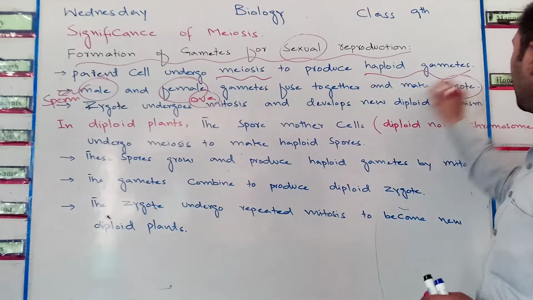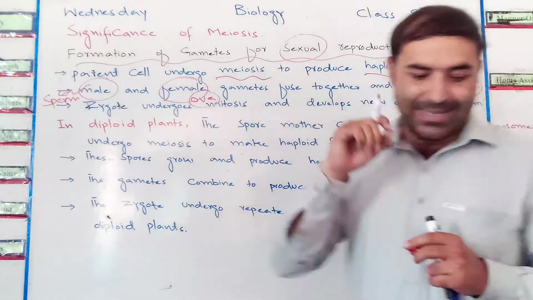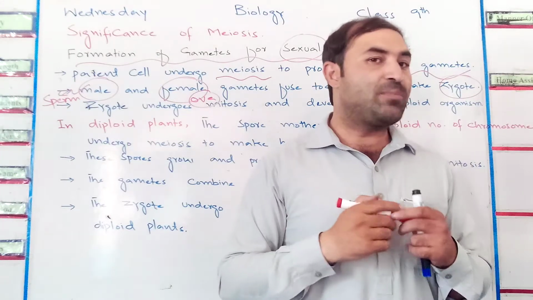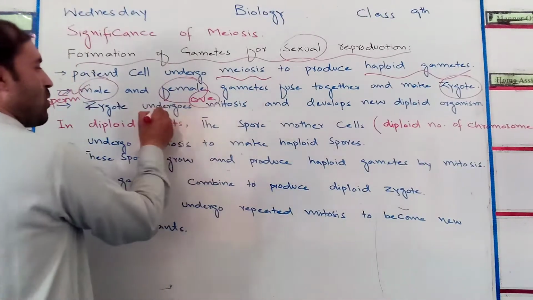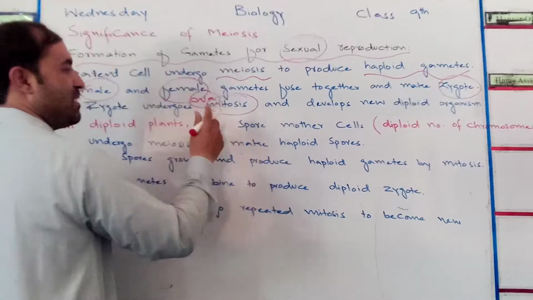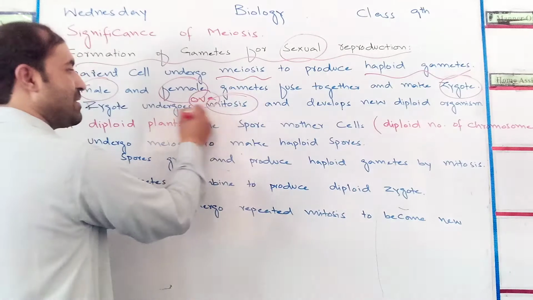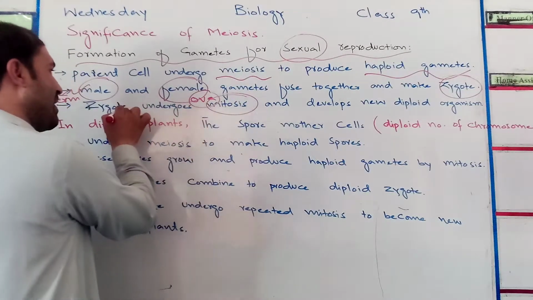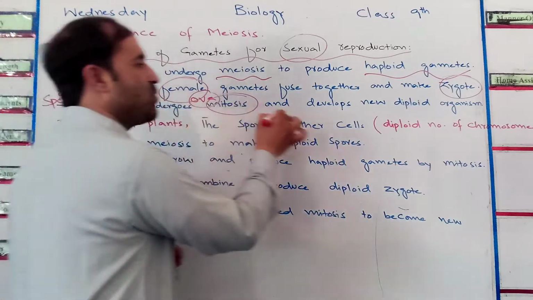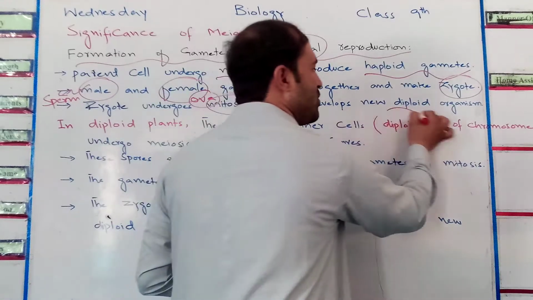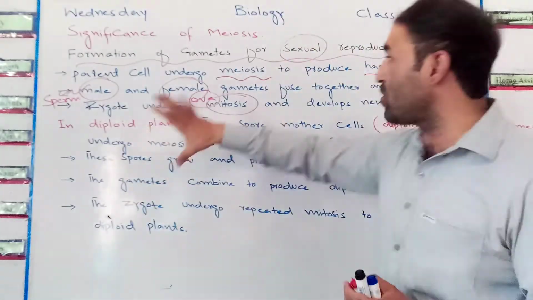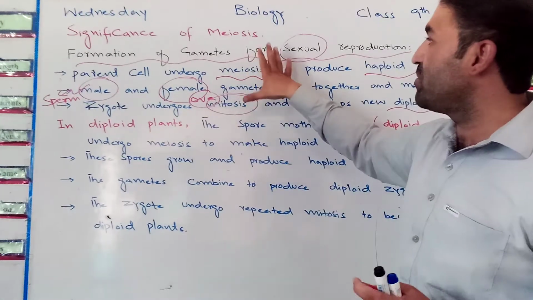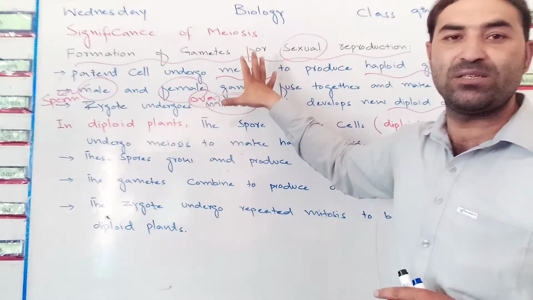This is the zygote. Then this zygote with diploid number undergoes mitosis many times. Means the process of mitosis will occur in the zygote, and it will develop into a new diploid organism. So this is the whole process of formation of gametes for sexual reproduction in animals.